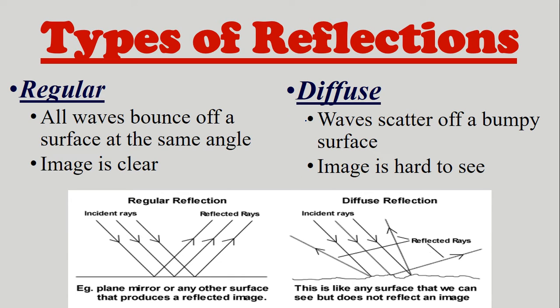Diffuse reflection is when waves scatter off a bumpy surface, meaning the surface isn't all smooth, and the image is hard to see. You get distorted images, like if you've ever been in a fun house. Or say you're a guy about to pick up your date, and you're looking in your car door just to make sure that you look good. It's really hard to see exactly what you look like because the surface is bumpy, but you're still going to do it. Don't worry, you got this.